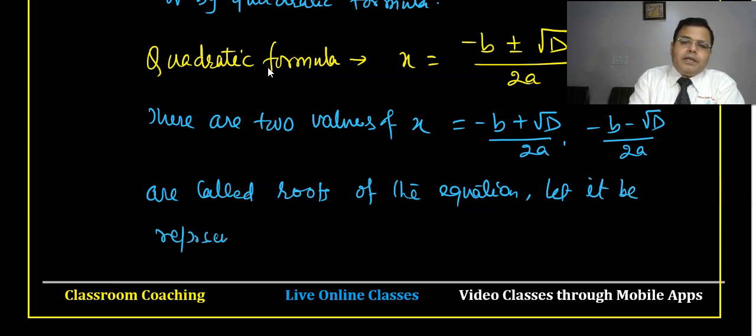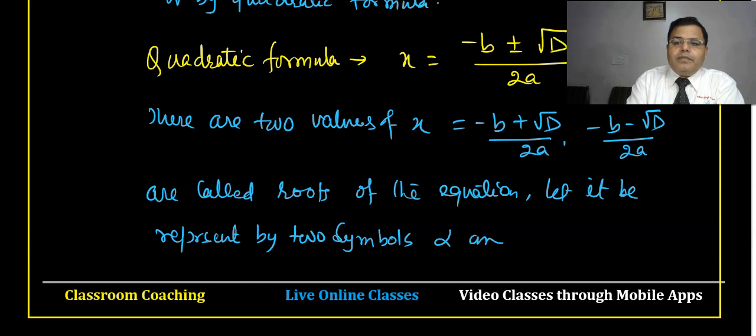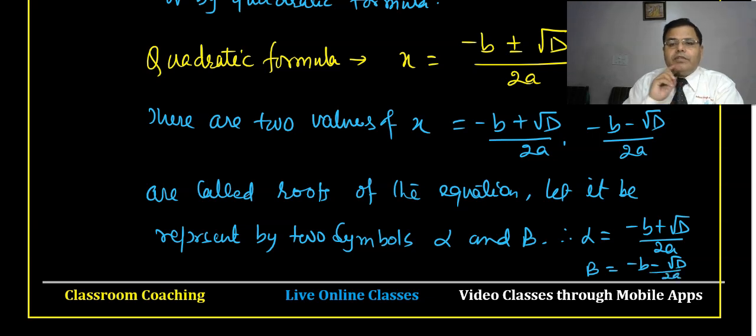Let it be represented by two symbols, alpha and beta. So therefore alpha is minus b plus root D by 2a and beta is minus b minus root D by 2a. So these are the two values.